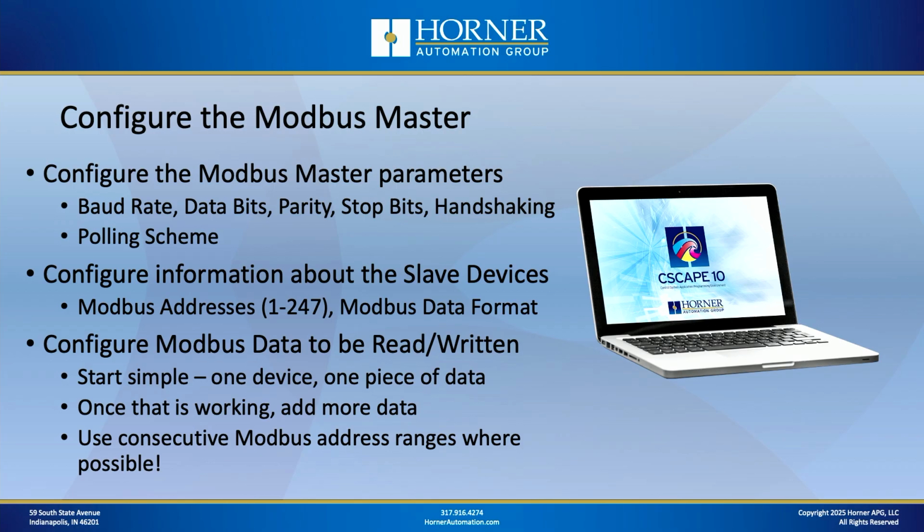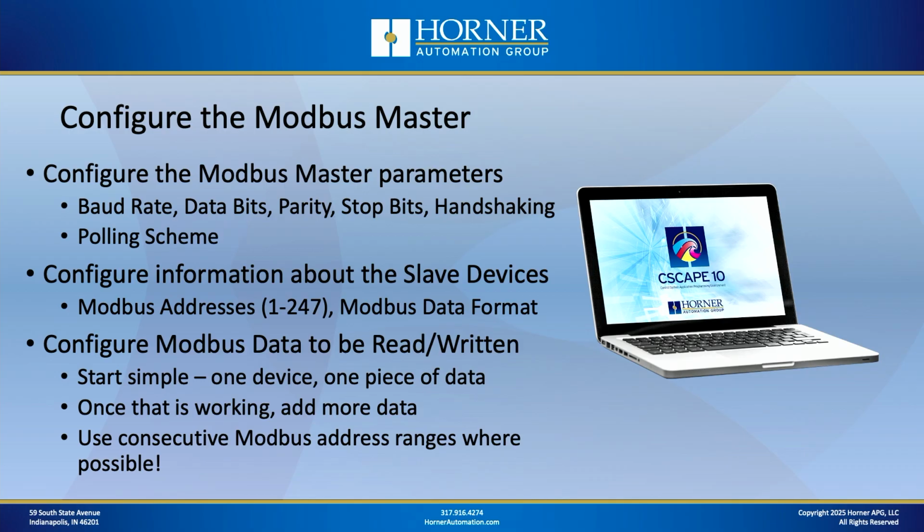Now it's time to configure the Modbus master, and because this is a Horner video, we're going to talk specifically about setting up the Horner controller as a Modbus master. You'll need to start by setting the data rate, data bits, parity, etc. in the master to match what you're using on the network. And then you'll need to set up your polling scheme.